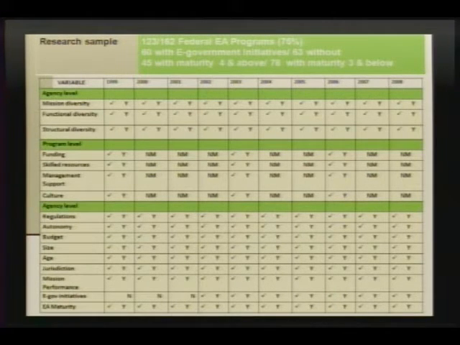But let's look at the sample. We had 123 programs in our research sample. That was about 75%. 60 had e-government initiatives, and 60 had none. And 45 were at least maturity level 4 and above, while the others were maturity level 3 and below.